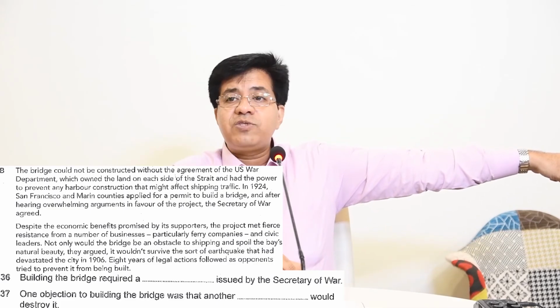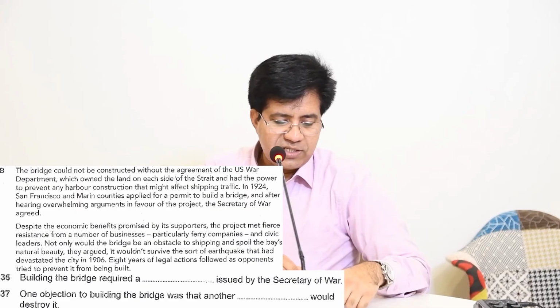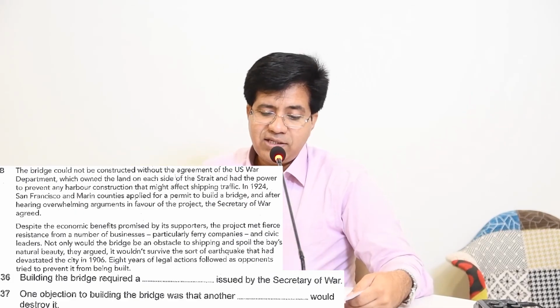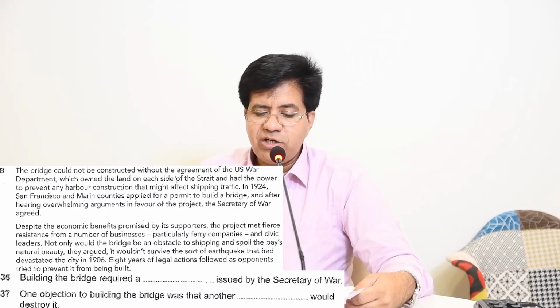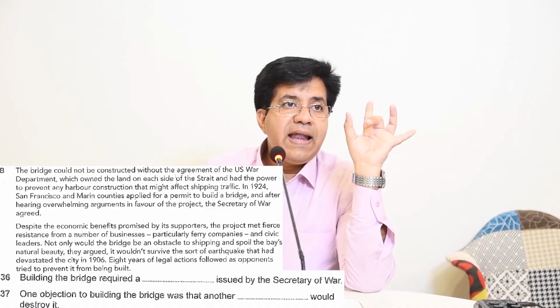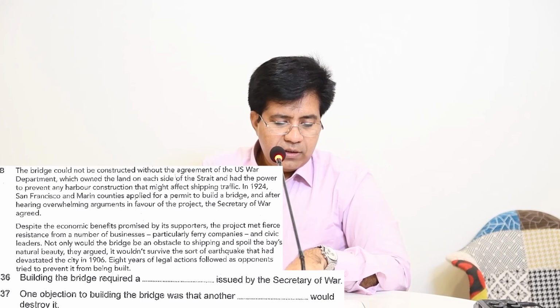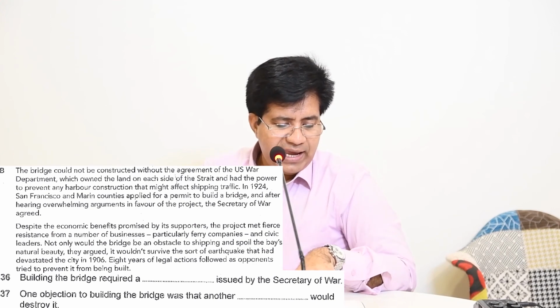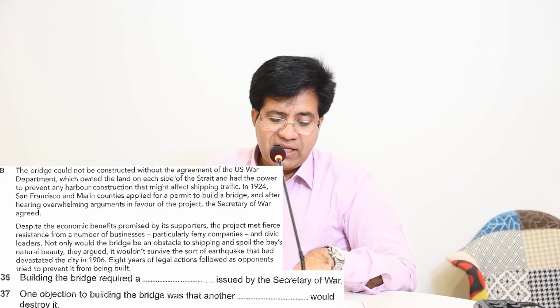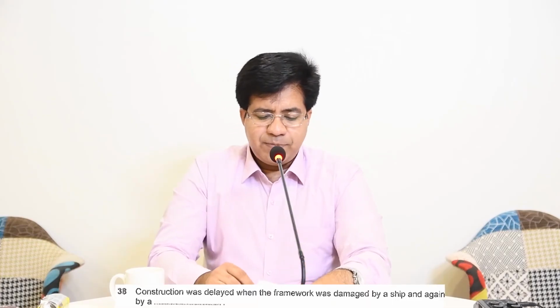So what was in 1906? Earthquake. And another earthquake, this bridge will not be able to tolerate. So answer is earthquake. And one objection to building the bridge was that another means one earthquake came in 1906. And what is the word for another? They said, read this again, yeah. They argued it wouldn't survive the sort of earthquake. The sort of means another earthquake, yeah. Answer is earthquake. Question number 38, please.